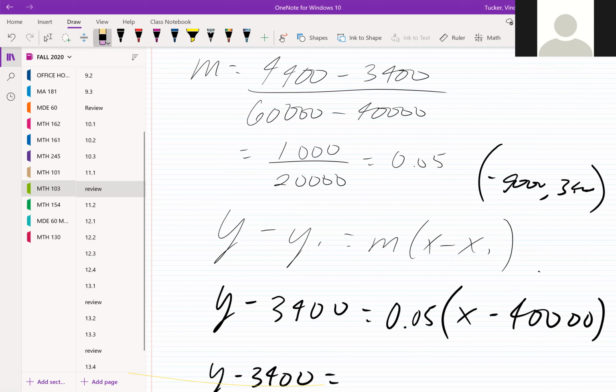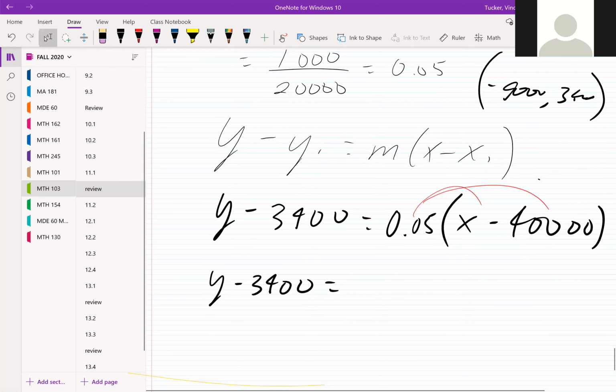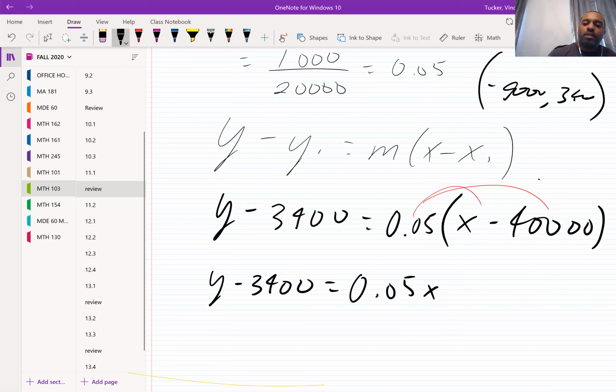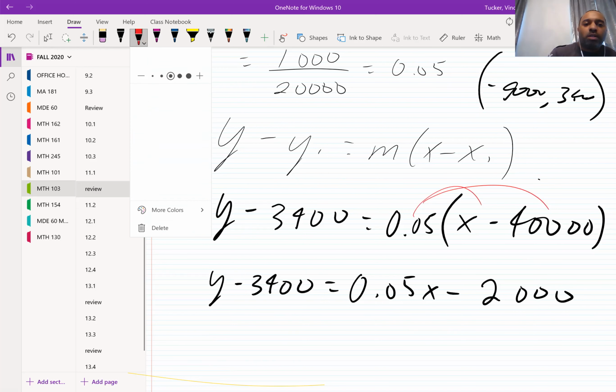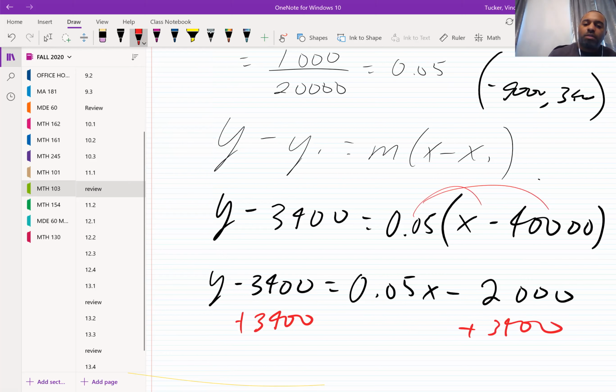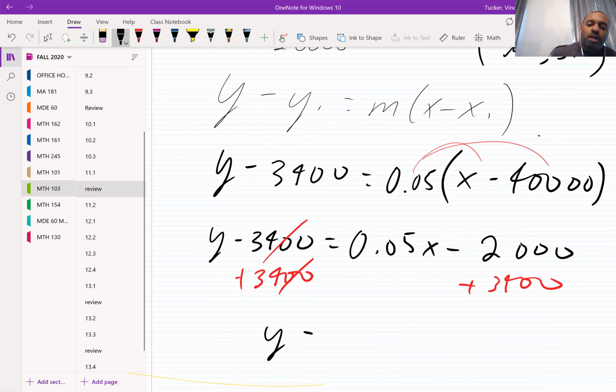After that, you have to do plus 3,400 on both sides. You've got to distribute. That'll be 0.05x minus 2,000. And then you would add 3,400, and those cancel here. So y is equal to 0.05x plus 1,400.